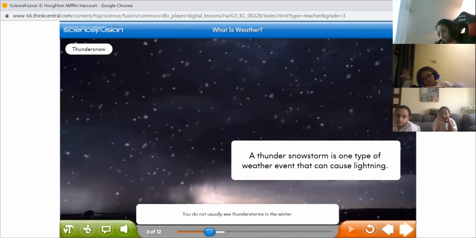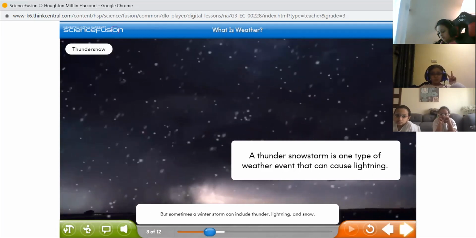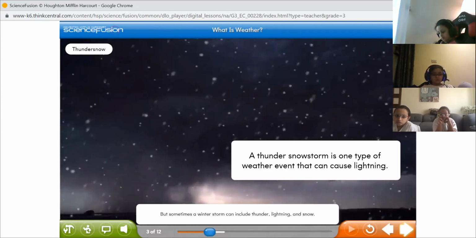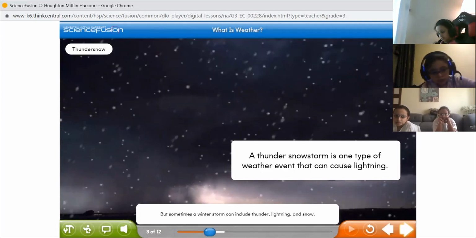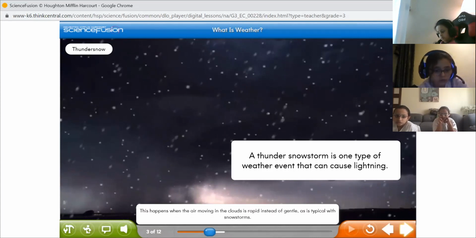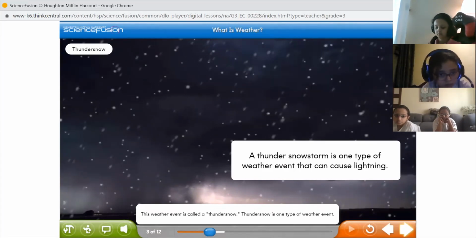You do not usually see thunderstorms in the winter, but sometimes a winter storm can include thunder, lightning, and snow. This happens when the air moving in the clouds is rapid instead of gentle, as is typical with snowstorms. This weather event is called thundersnow. Thundersnow is one type of weather event. Can you think of other types of weather events?